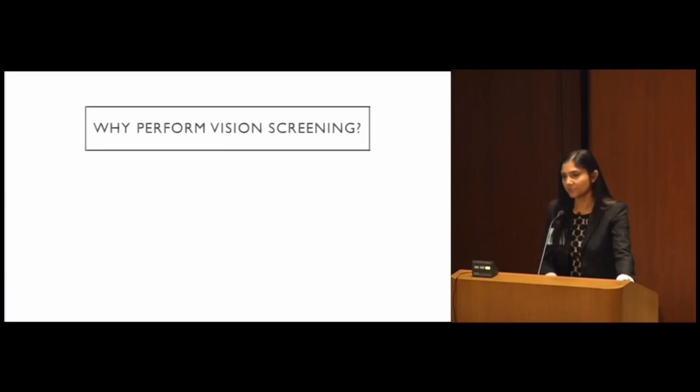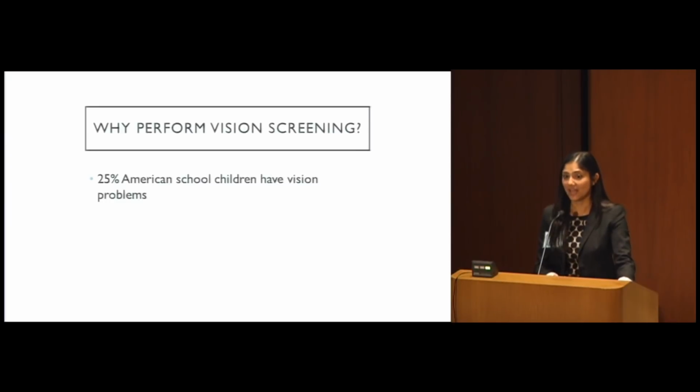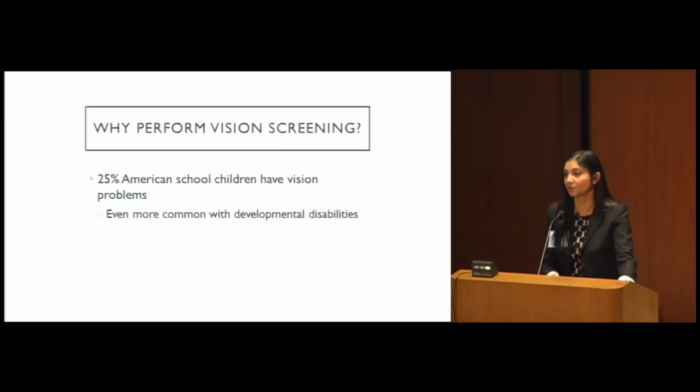Okay, so to begin, why do we even need to perform vision screening? About 1 in 4 American school children, which is a very, very high statistic, actually have some form of vision disability or vision problem. And then this percentage is much higher, as you can imagine, in children with developmental disabilities. This is often due to the fact that the underlying etiology that explains their developmental delay or disability can also affect the visual system. So factors such as prenatal or perinatal insults or acquired injuries can also affect the neurosensory pathway that affects vision.